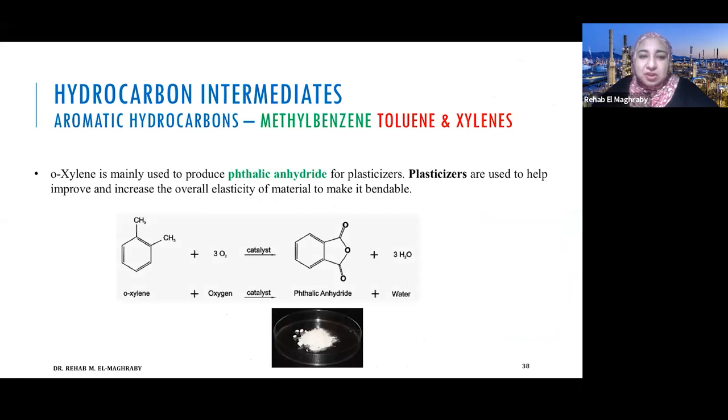Okay, so the last chemical that we will talk about is the orthoxylene. So actually, the metaxylene is not very useful. I forgot to show you the benzene. So this is the benzene ring. Okay, so we have six carbons here. Okay, and there are double bond, single bond alternating. Okay, and one hydrogen. Okay, so this is the benzene ring.